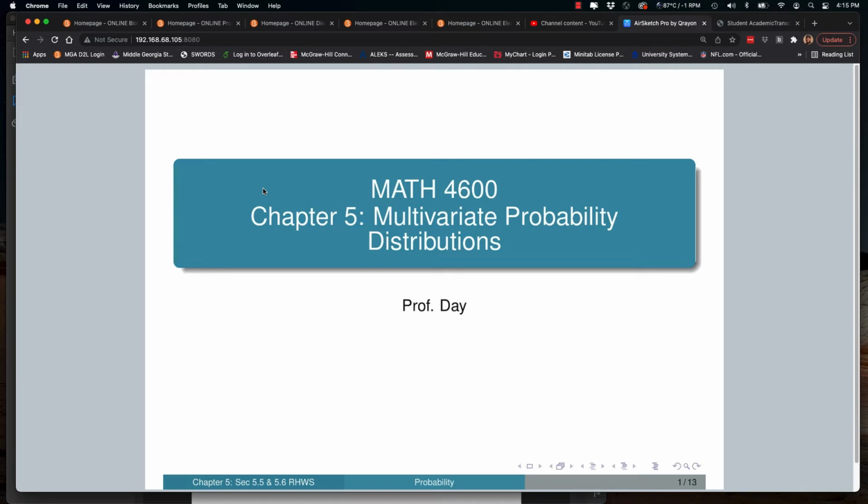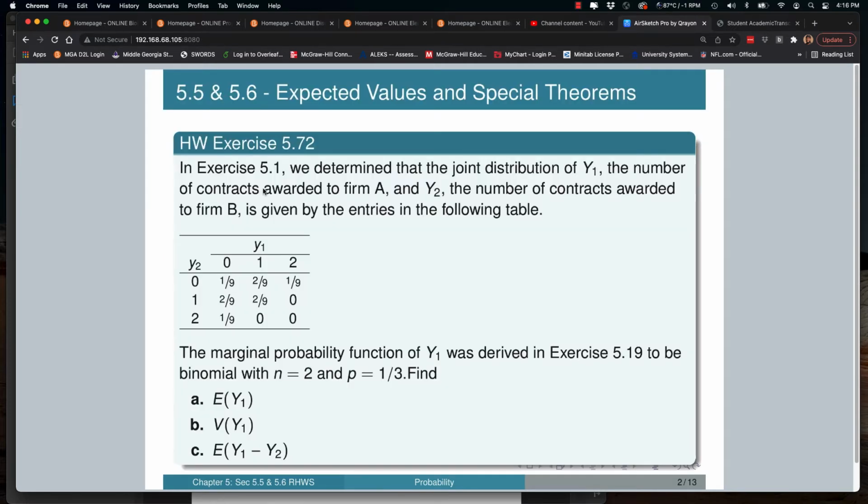So let's get going. The first question was exercise 5.72 in the book, and it said back in exercise 5.1, which we determined the joint distribution of Y1, the number of contracts awarded to firm A, and Y sub 2, the number of contracts awarded to firm B, is given by the entries in the following table. The marginal probability function of Y sub 1 was derived in exercise 5.19 to be binomial with n equals 2 and p equals 1/3. Find the expected value of Y sub 1, variance of Y sub 1, and then the expected value of Y sub 1 minus Y sub 2.